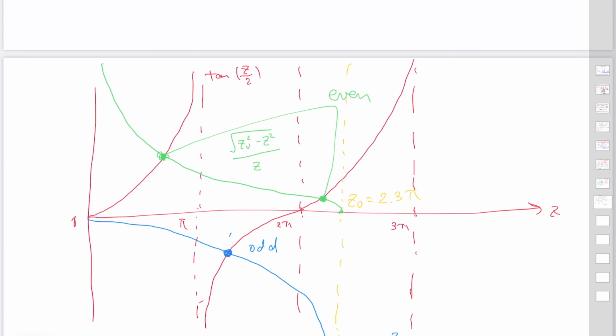For g₁, this point, you can use graphic software or some computer software to find that the value is 4.82. And for the green case, this is 2.45. This point is expressed as 6.89, and this is 7.23. So in this situation, only three bound states exist.